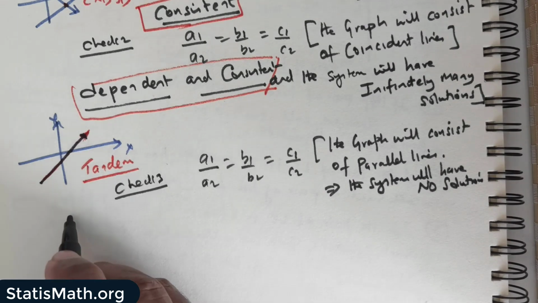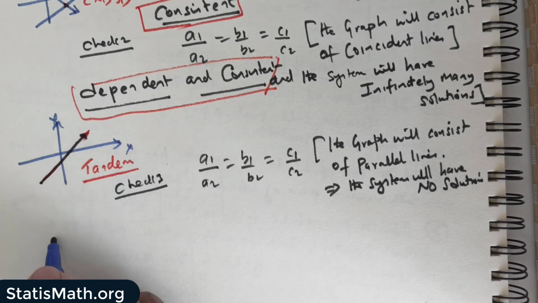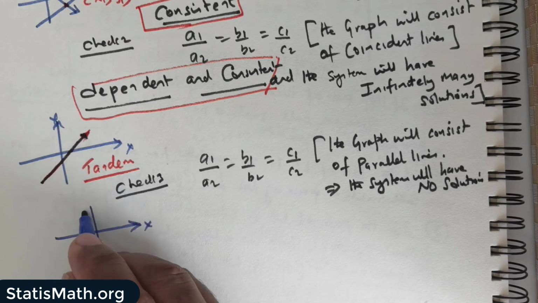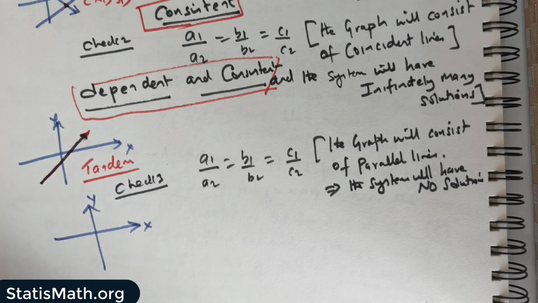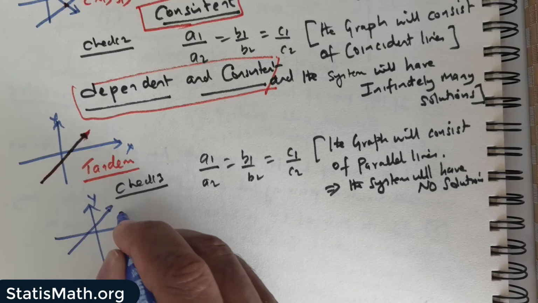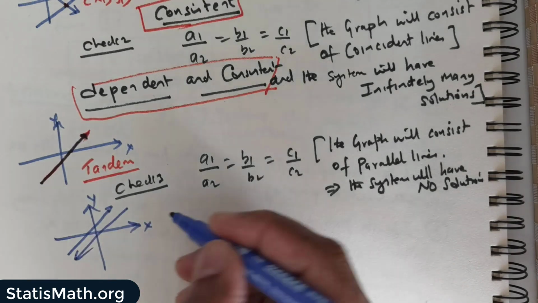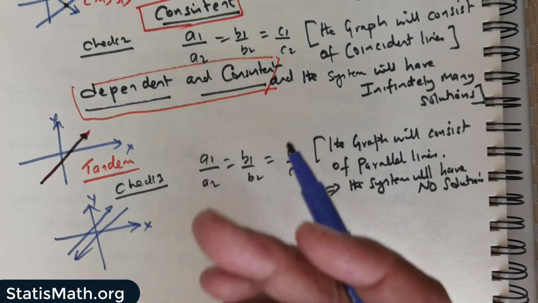So how do you draw the graph? The graph would be of this fashion. This is the x-axis, y-axis, and I have a line going like this, another line will flow like this. It need not be in this fashion. I'm just giving you an illustration.